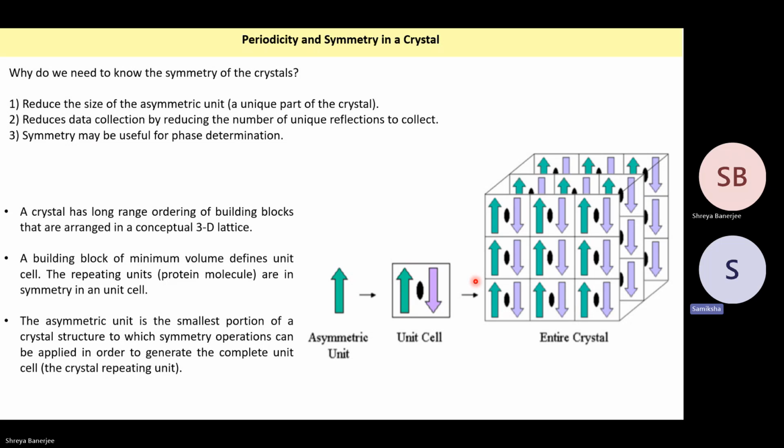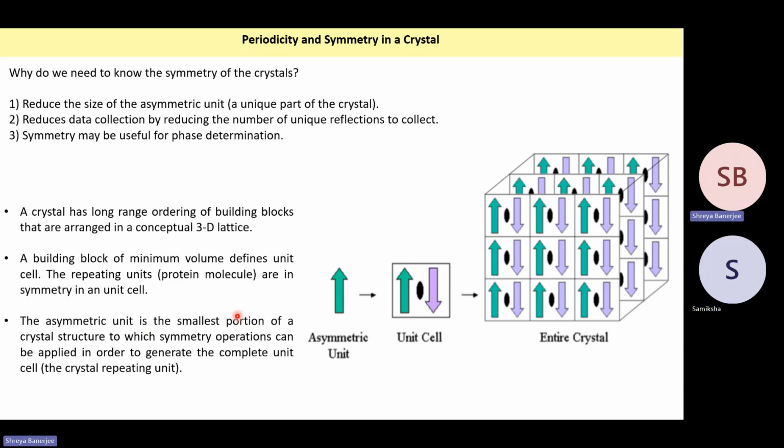Ma'am, now am I audible? Yes. Ma'am, I was saying that in the second point, it is said that the symmetric means a single cell must be symmetric to be used as a repeating unit. And then the next point, it is saying that the asymmetric unit is the smallest portion of a crystal structure.